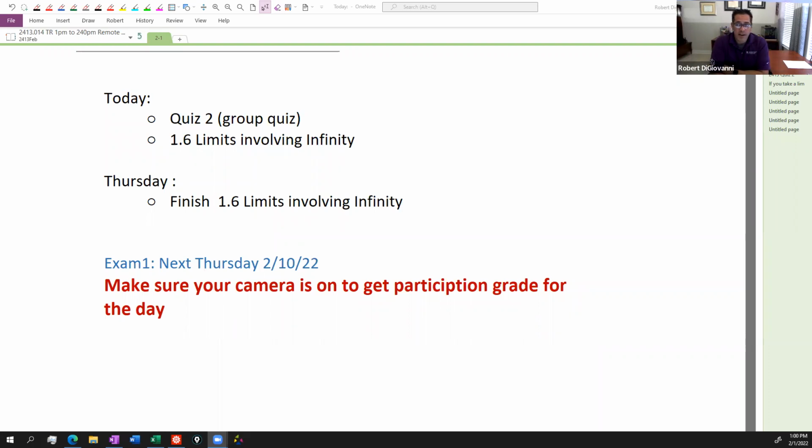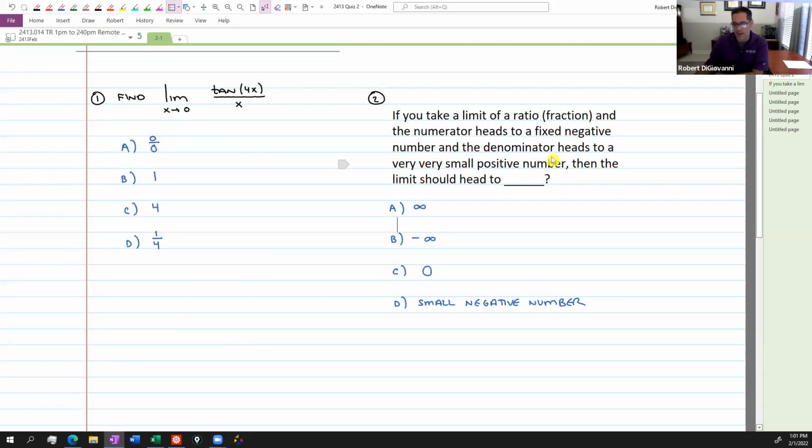We're going to start with a quiz today. It's a group quiz, so I'm going to put you in breakout rooms, and then you're going to get your answers and come back and do a poll question, just like we did with the last quiz. So take a moment to copy the problems down, or take a screenshot, or take a picture with your phone of the questions. I'll do random breakout rooms, about three or four of you in each room, and you just talk about them. I'm going to give you 10 minutes, that's it, all right?